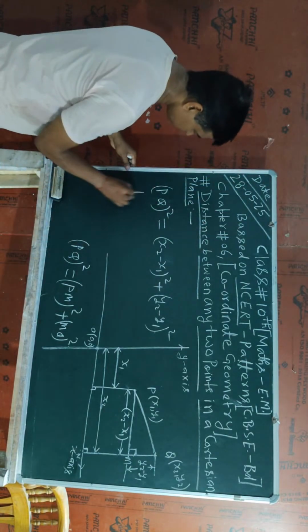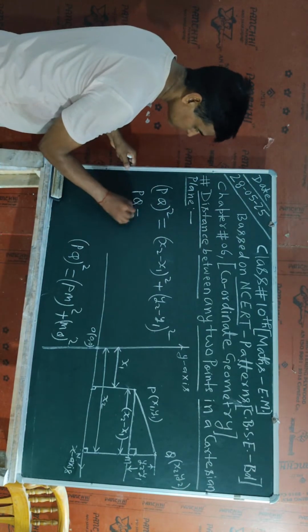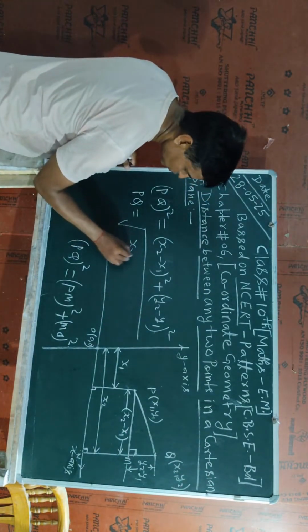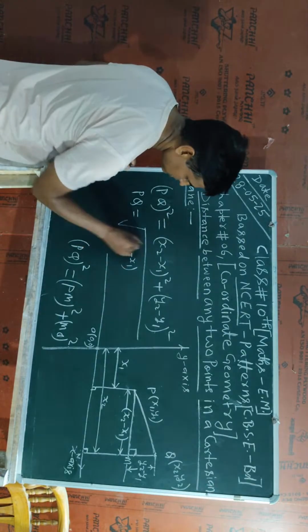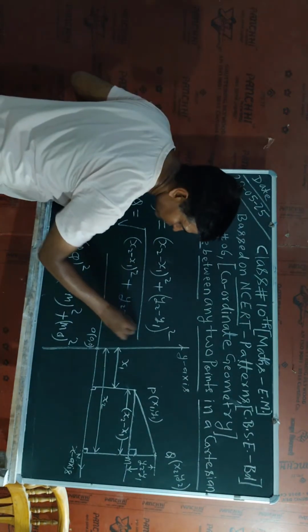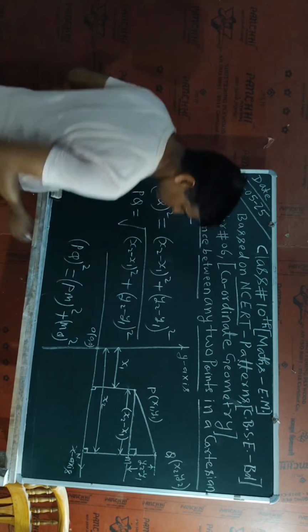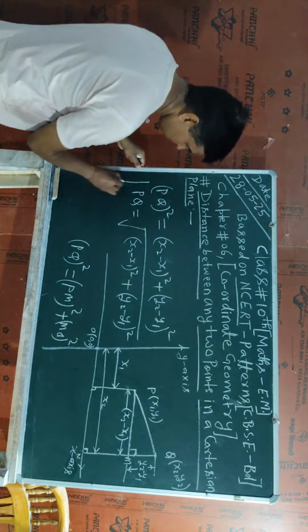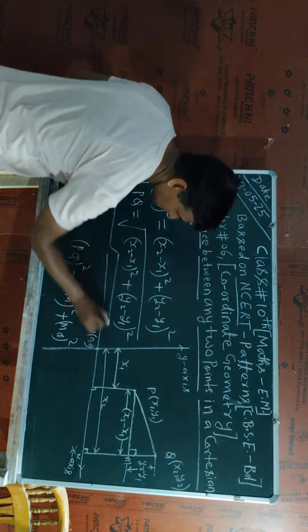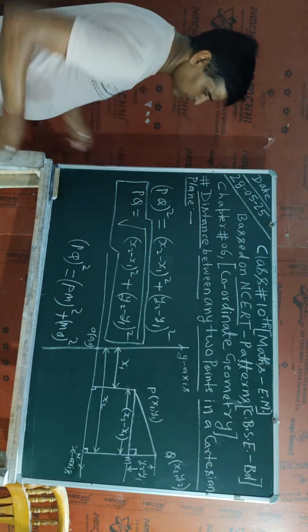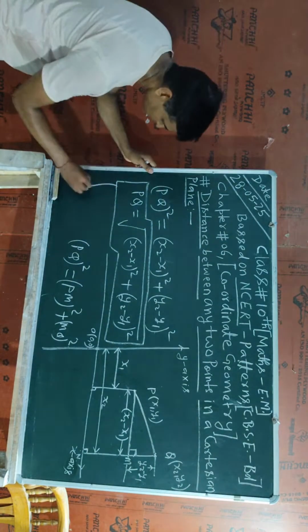further I will simplify. x2 minus x1 whole square plus y2 minus y1 whole square. So this is the formula for getting distance between 2 points.